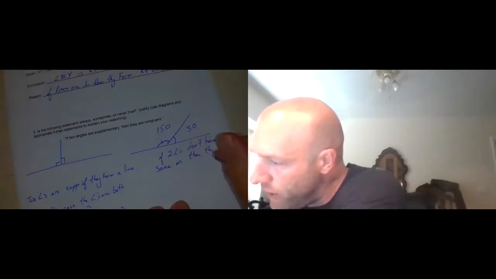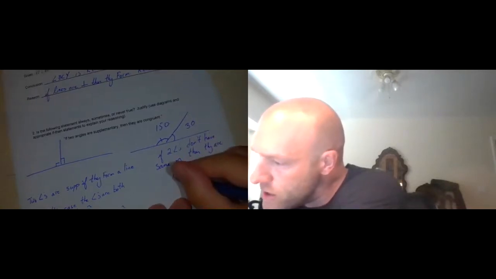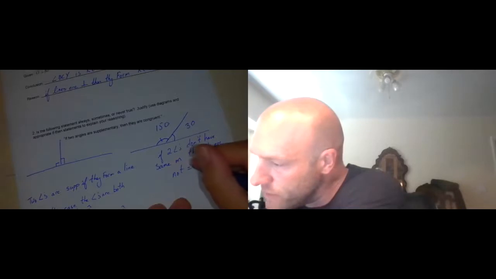And maybe I'll throw in the typical measurement that I see, 150 and 30, and say if two angles don't have the same measure, then they are not congruent.